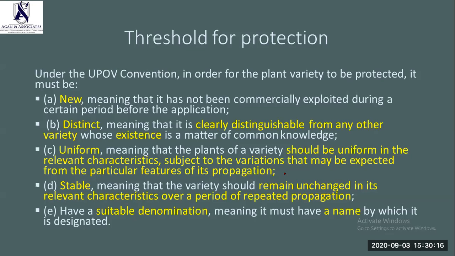Then stability, of course: the bred plant must remain unchanged in its relevant characteristics over repeated propagation. And then lastly, it must have a name. So that particular breed must be given a name. If all these criteria are satisfied, then a breeder would be given a registered plant variety.